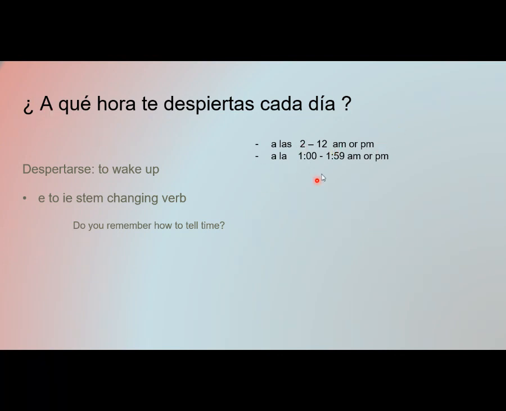All right. So in order to answer this question, you have to be able to use these phrases, a las or a la. And just like with the verb ser, you have son las and es la. You have a las for the times between 2 and 12, a.m. or p.m., and you have a la for 1 o'clock. A few other phrases that might be helpful are going to be de la mañana, de la tarde, y de la noche, meaning in the morning, in the evening, and at night.